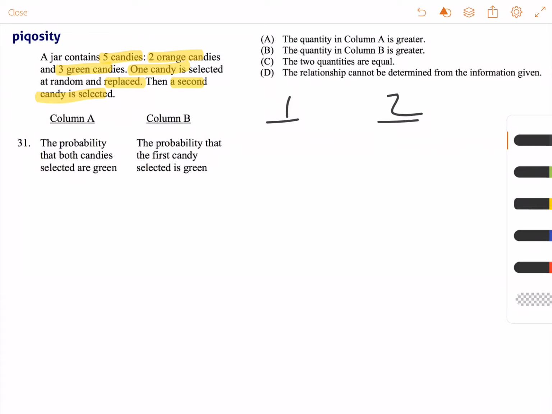And whenever you deal with probability, it's helpful to write out the number of events that you have. So 1 and 2. Column A is saying the probability that both candies selected are green, and then column B, the probability the first candy selected is green. So we have 2 orange and 3 green.